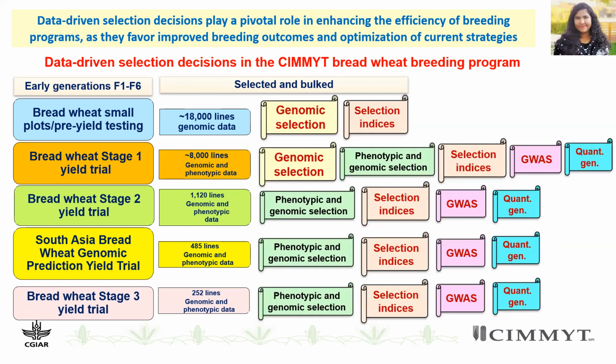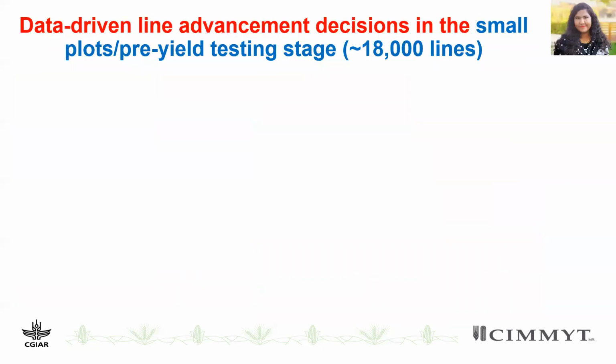So in these different stages, the CIMMYT bread wheat breeding program uses a combination of genomic selection, selection indices, combining both genomic and phenotypic selection, utilizing GWAS results, and also getting some basic quantitative genetic parameters to help in selection decisions. And I'll be talking about each one of them in my slides.